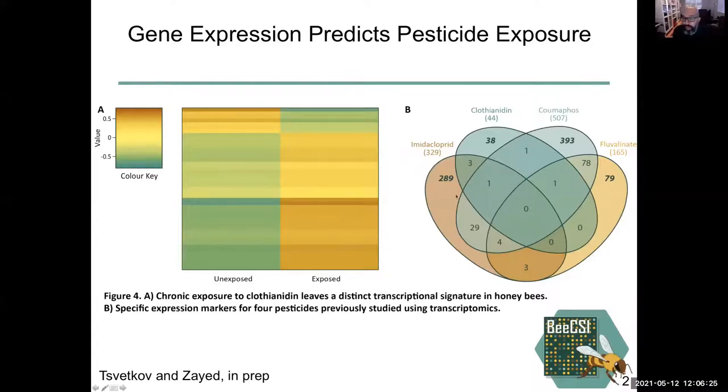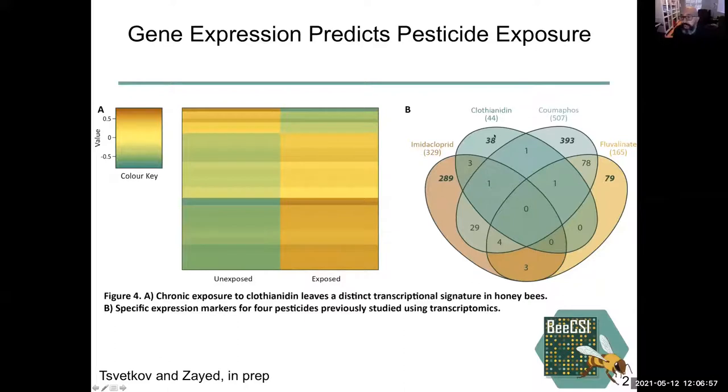And in every single case, for every one of these pesticides, there is a fairly large number of genes that are uniquely differentially expressed in the presence of that compound and not any of the other pesticides. So for example, out of the 329 differentially expressed genes in the imidacloprid study, 289 were unique to imidacloprid and not differentially expressed with clothianidin, coumaphos, and fluvalinate.